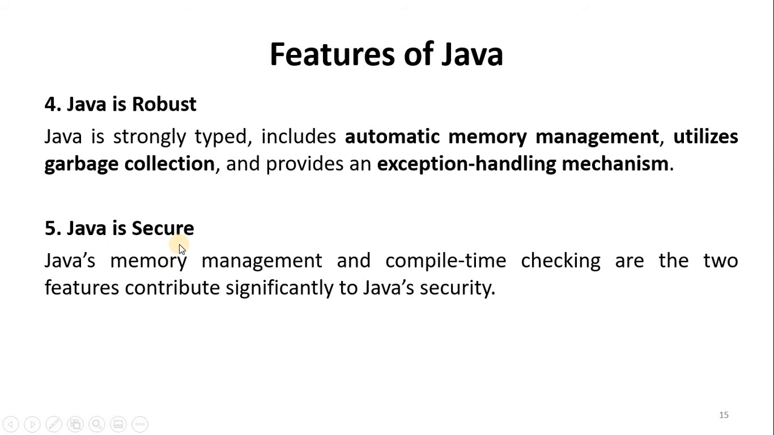Java provides more security, so it's secured. Java memory management and compile-time checking are two features that contribute to security. Behind this we have Java bytecode. Bytecode is machine code that cannot be read and understood by the user, and it is only understood by the JVM, the Java Virtual Machine.